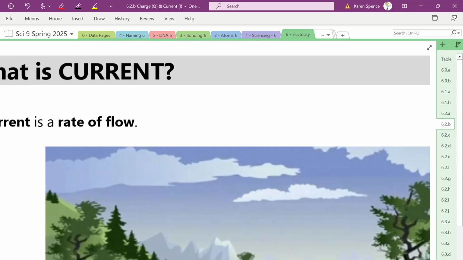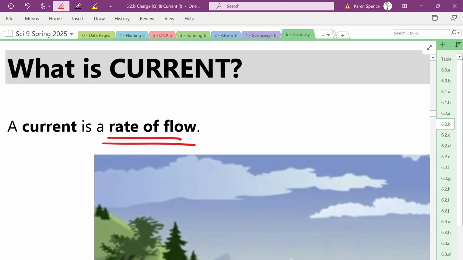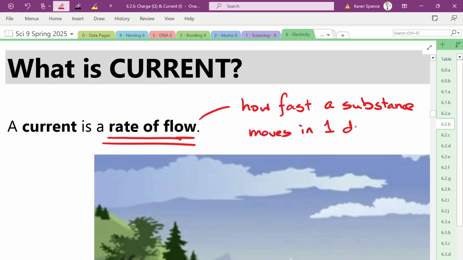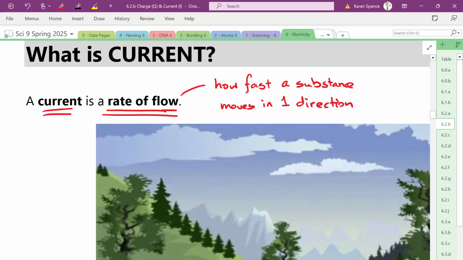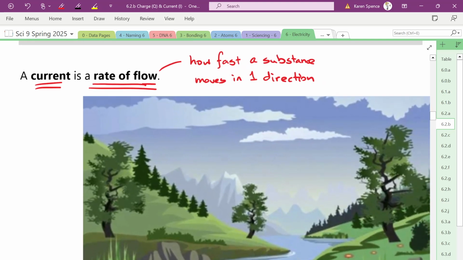Okay, so a current is a rate of flow. How fast a substance flows, moves in one direction. So that is current. And you can see here we have a lovely little mountain scene with a river, and we have the current flowing down there.